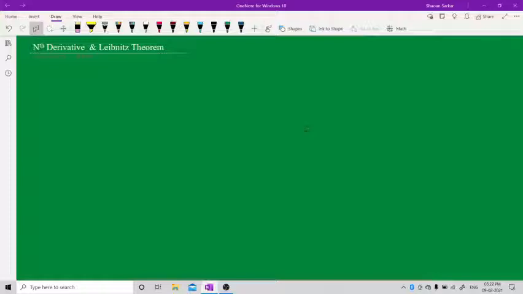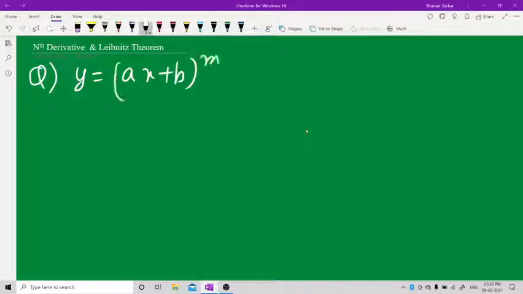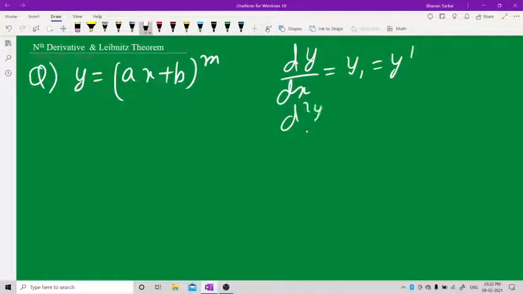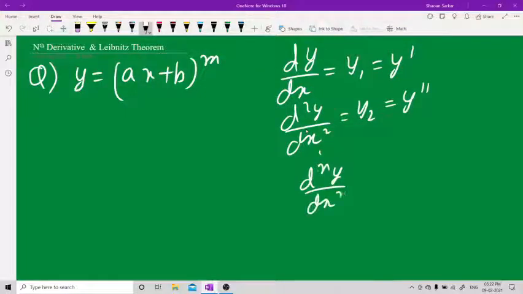Derivative and Leibniz's theorem. In order to understand the nth derivative, we need to do it by problems. Now the question: y is equal to (ax plus b) to the power of m. I have already told you dy by dx can be written as y1 or y dash. d2y by dx2 can be written as y2 or y double dash. Similarly, the nth derivative, d^n y by dx^n, can be written like this or as yn.